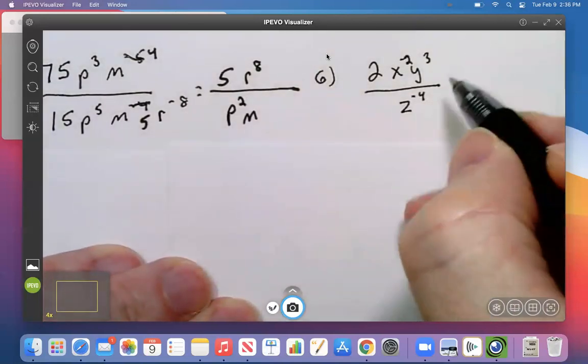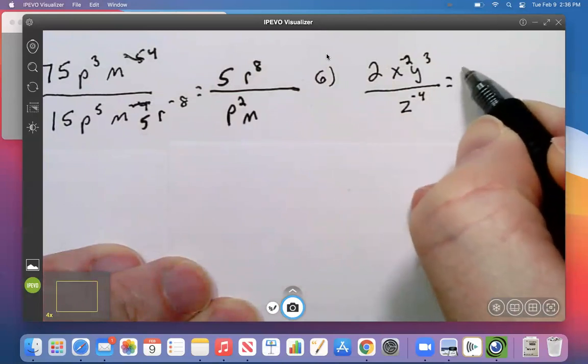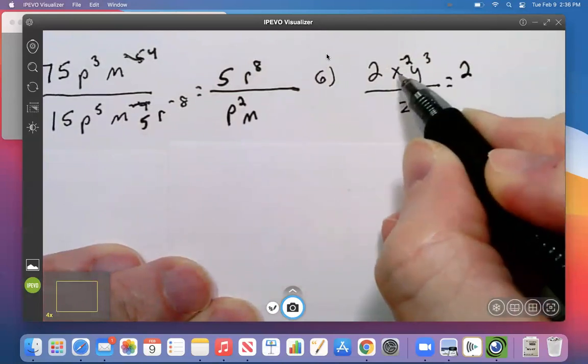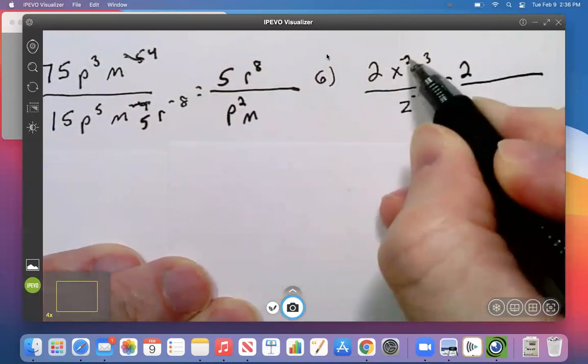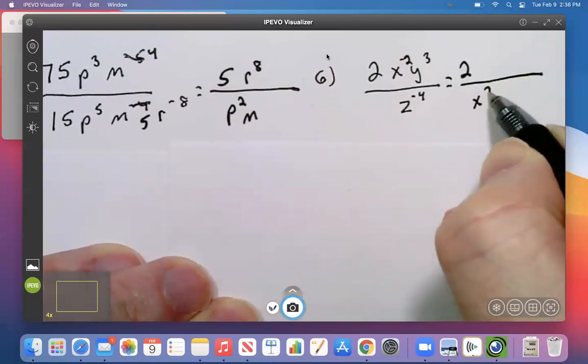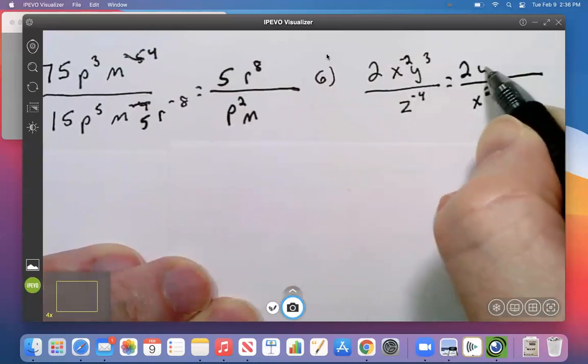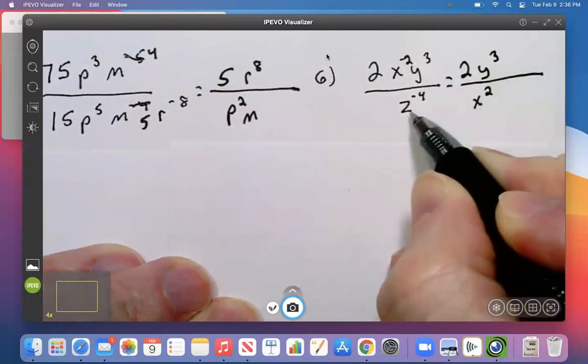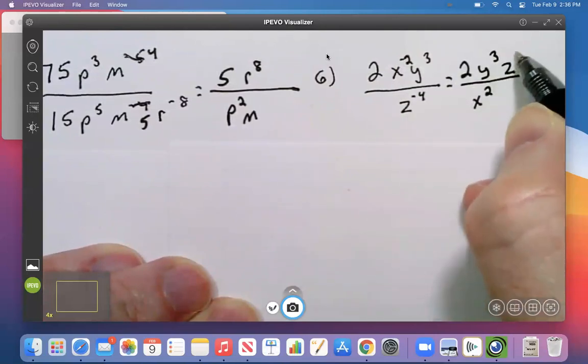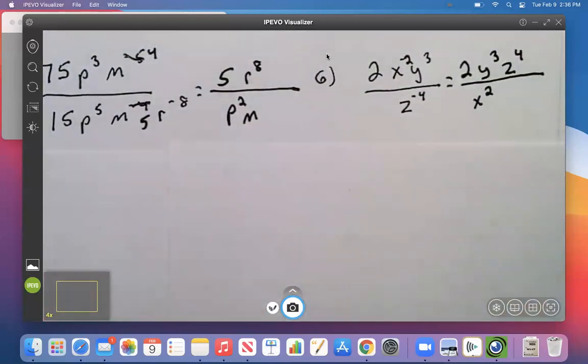On number 6, my 2 is fine. X has a negative exponent, so I need to move it to the bottom. Y has a positive exponent. I can leave it alone. Z has a negative exponent. I need to move it to the top. Your answer is 2 y cubed z to the fourth over x squared.